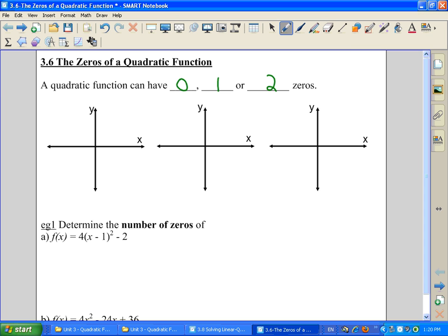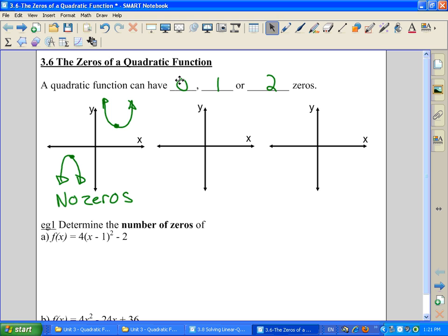If we want no zeros, how do we draw our parabola? Well, first of all, if we have a parabola and a vertex is above the x-axis, if it opens up, it will never cross the x-axis, so that shows you that there's no zeros. Another option, ladies and gentlemen, is if you have the vertex below the x-axis and it opens down. That will again give you no zeros.